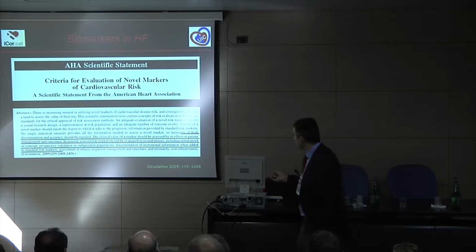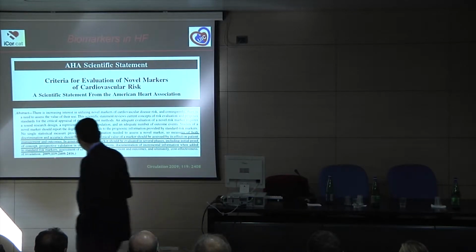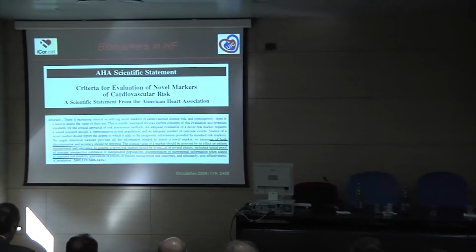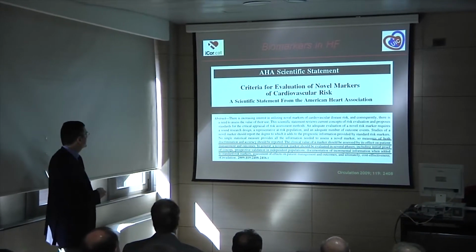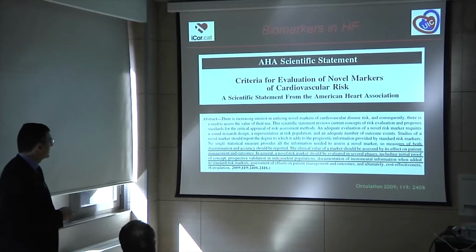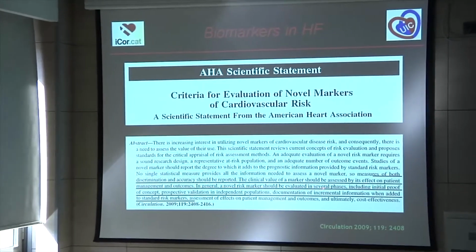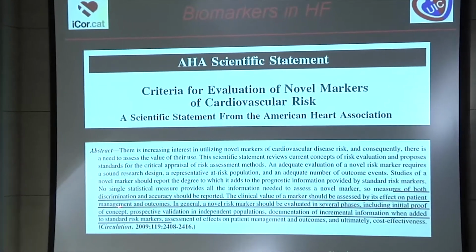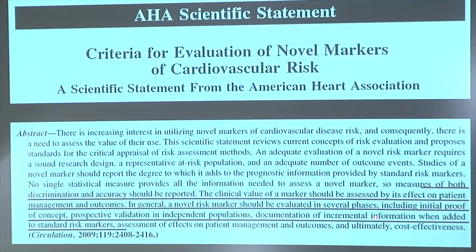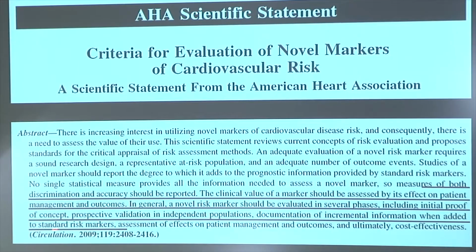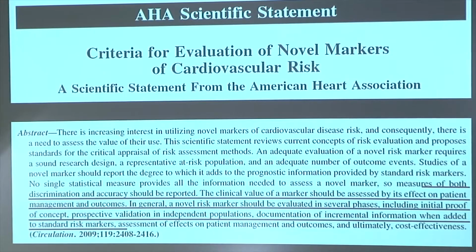Both measures of discrimination and accuracy should be reported. The clinical value of a marker should be addressed by its effect on patient management and outcomes. In general, a novel risk marker should be evaluated in several phases, including initial proof of concept, prospective validation in an independent population, and documentation of incremental information when added to standard risk markers. So we need to document incremental information when added to standard risk markers. This was published in Circulation 2009.